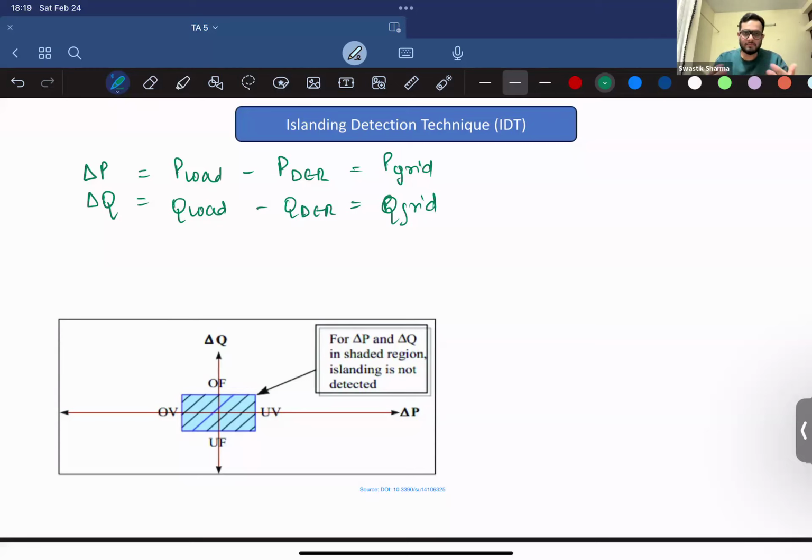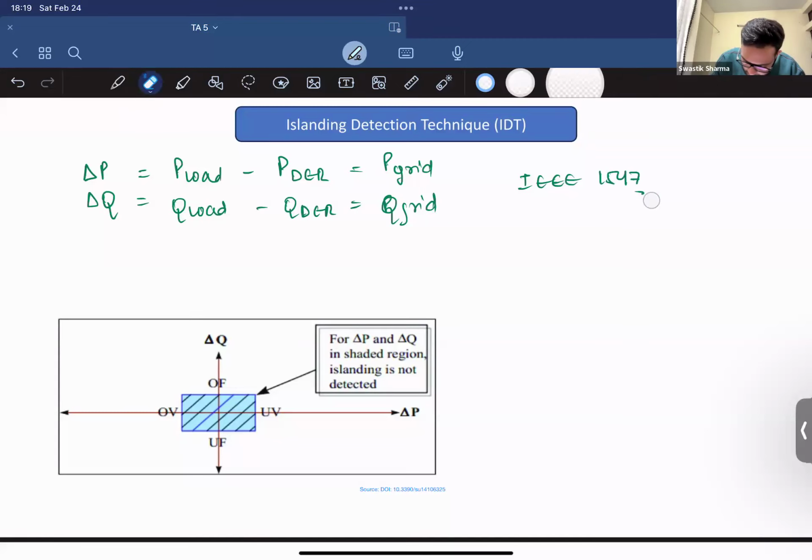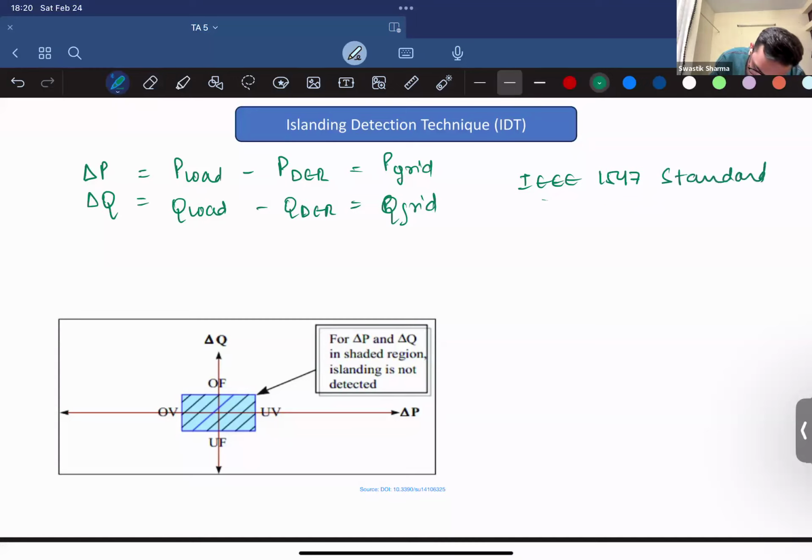Usually IEEE has set some standards in IEEE 1547. I've already told you about this standard. It talks about interconnection of DRs with the distribution system. I would request you to please check it. It's available on the IEEE website. You may or may not be able to connect to it using your college or school Wi-Fi, but if you want to check these standards, do let me know. I'll be happy to send it over to you.